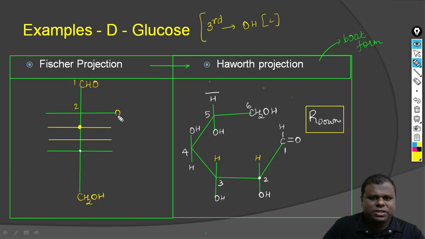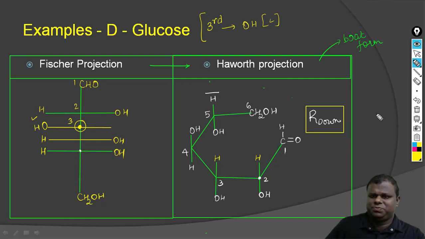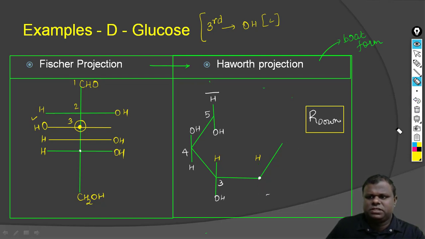The second carbon has OH on the right, the fourth carbon on the right, the fifth carbon on the right, and the sixth carbon is already CH2OH. The only thing is this third carbon is going to have OH towards the other side. Unoccupied or unfilled positions are hydrogen. Now I'm going to erase all these groups, but let me keep the bonds intact at least, and get rid of these groups.